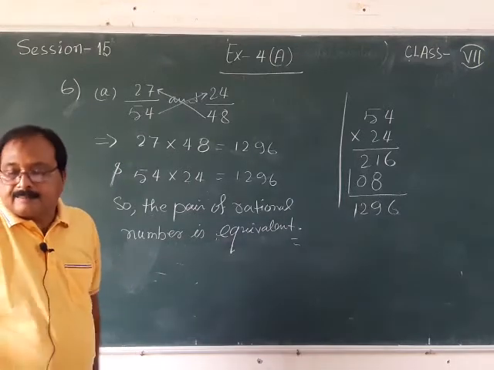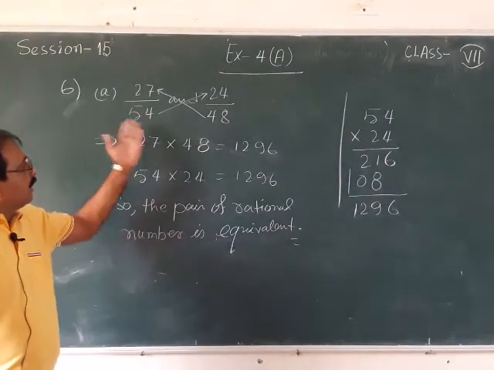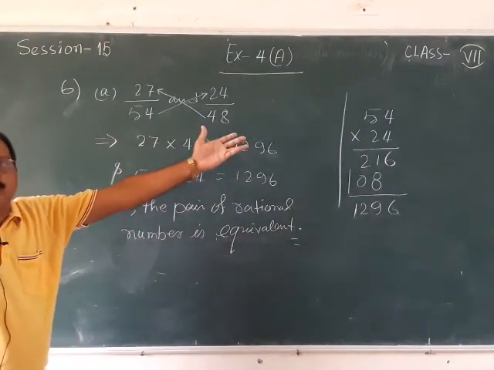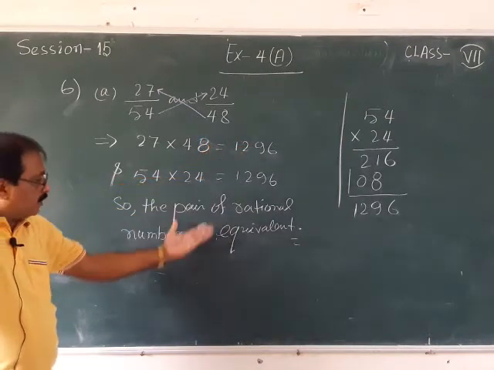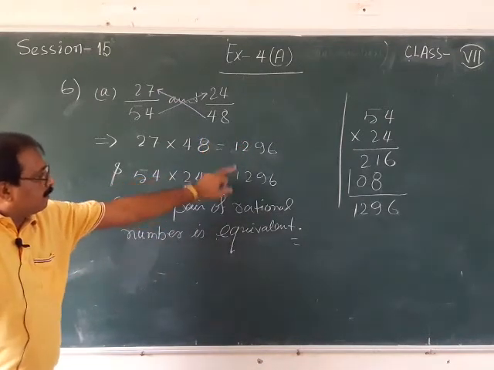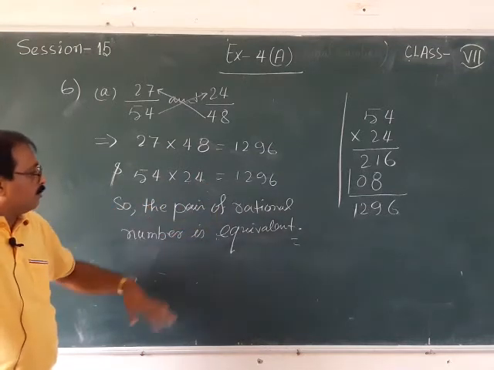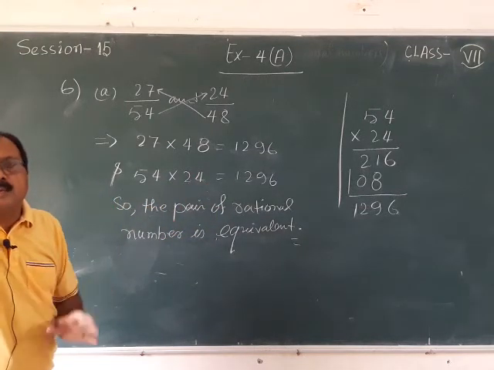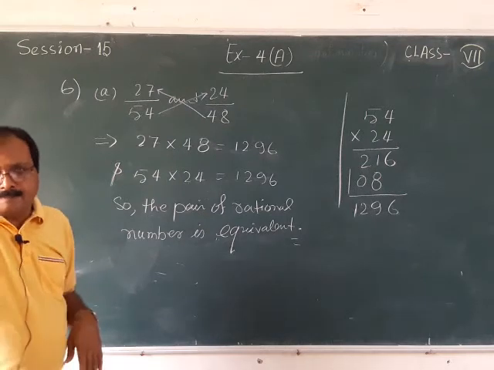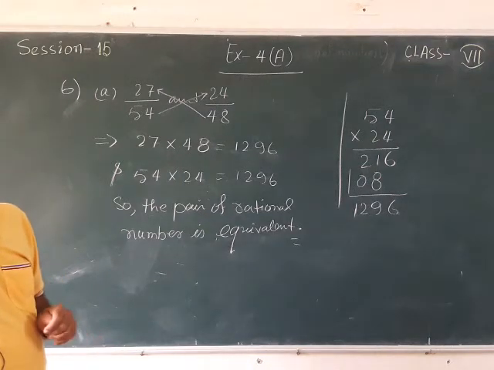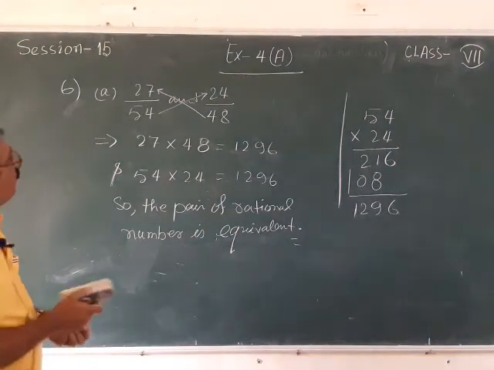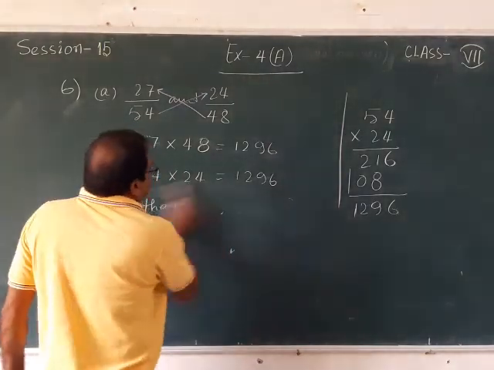Question number 6, you will multiply in cross, in the rough side you can do the working, and here if both are coming the same. If both do not come the same, then you can write no, the pair of rational numbers is not equivalent fractions. Like that you can write your answer. So now I am going to question number 7.